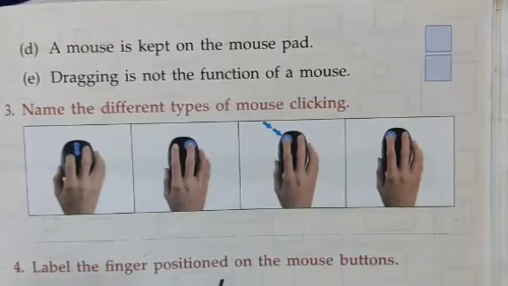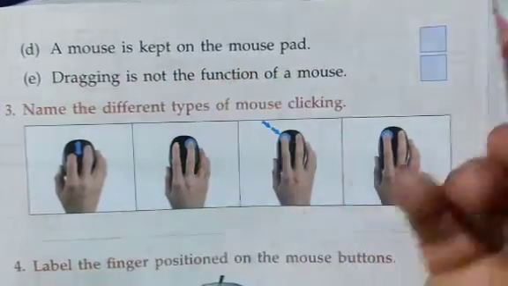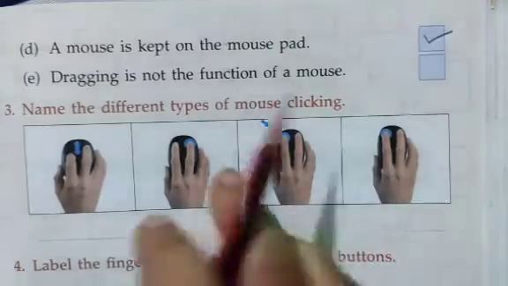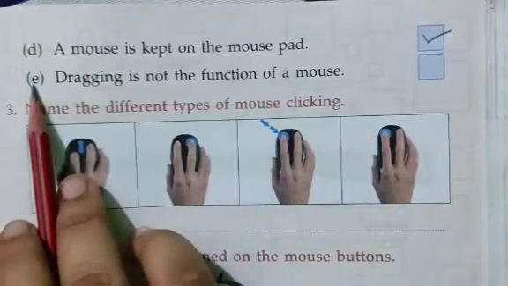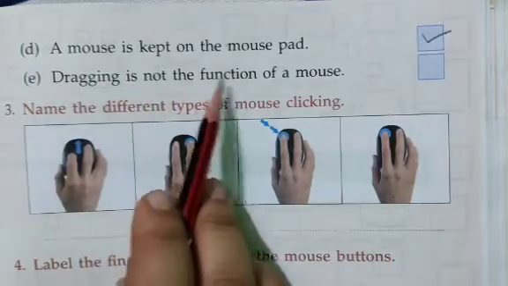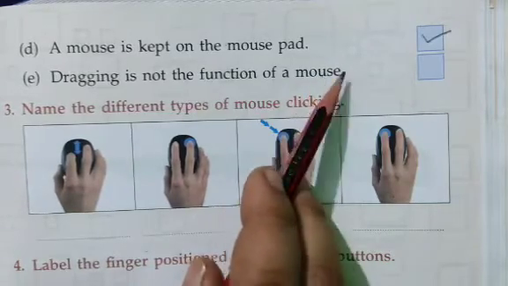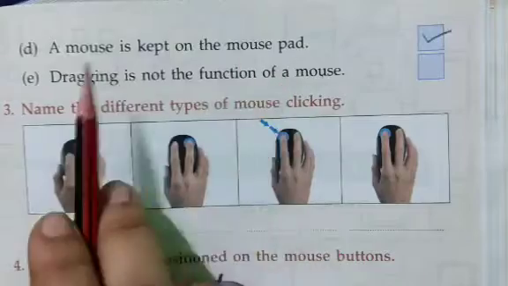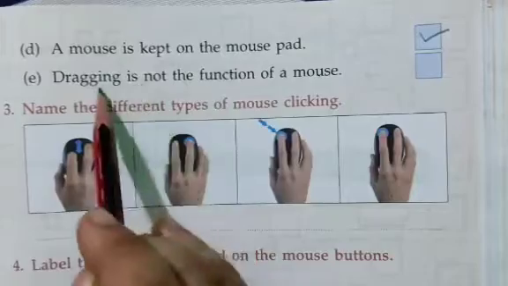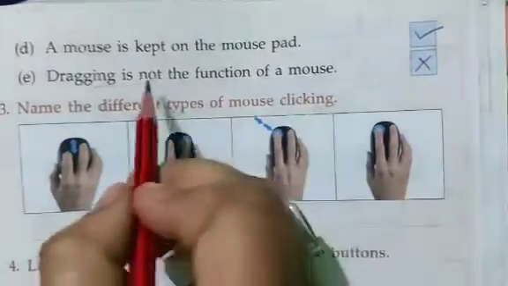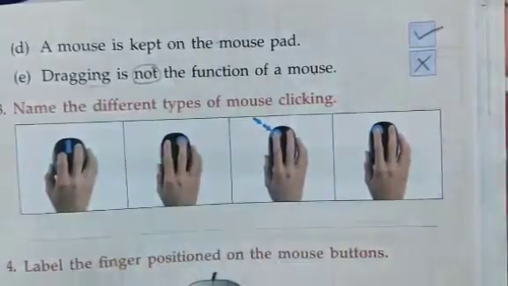Now come to page number 65. Here comes the D part. A mouse is kept on the mouse pad. Yes children, we have to keep the mouse on a mouse pad so that it can move easily. E part. Dragging is not the function of a mouse. As we have studied, mouse actions are also called functions. So drag and drop is one of the functions of a mouse. Here it is written not, so it is a wrong statement. Not will not come here. Dragging is the function of a mouse.